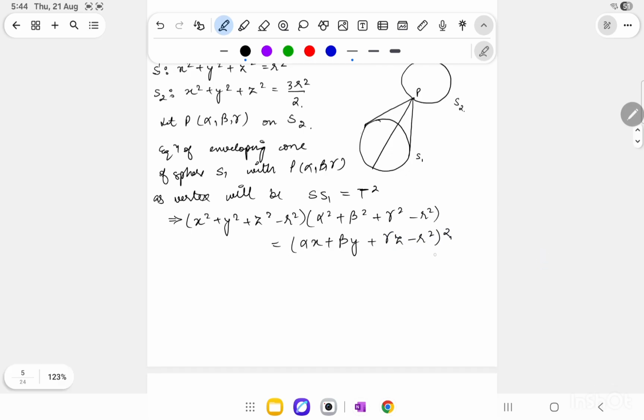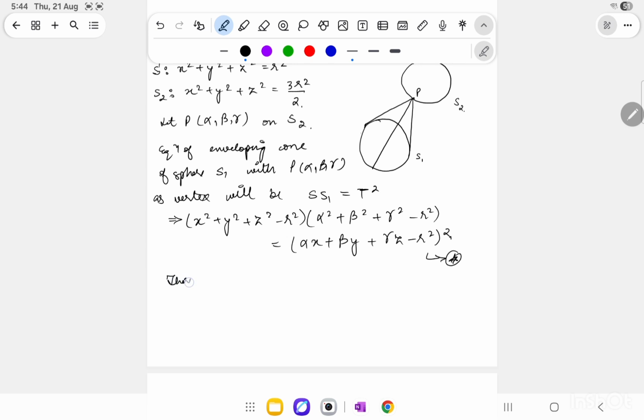So this is basically the equation of the enveloping cone of sphere S1 with P as vertex. Also notice that from P there are three mutually perpendicular lines tangent to the sphere. So these three mutually perpendicular lines are basically generators of this enveloping cone.